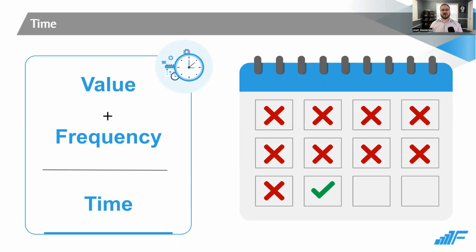So there's all kinds of scenarios that go into how people really buy and purchase services and choose vendors and products in other B2B situations. And you just never know when their business is going to change. So don't forget this formula: value plus frequency over time.